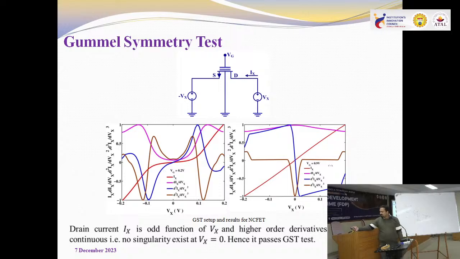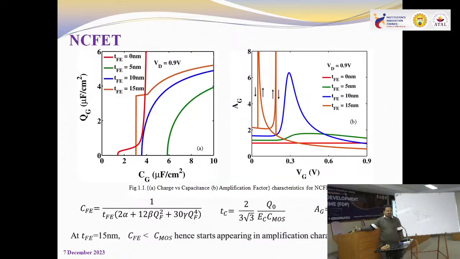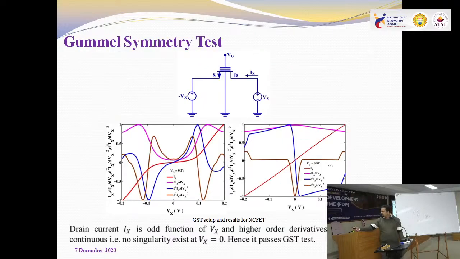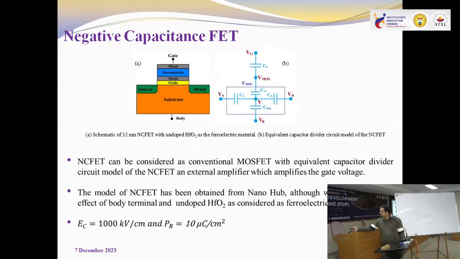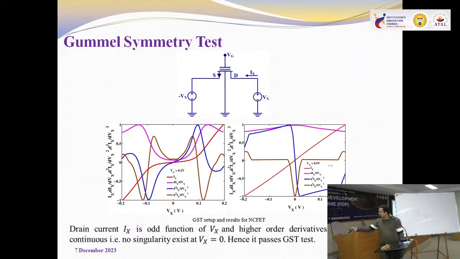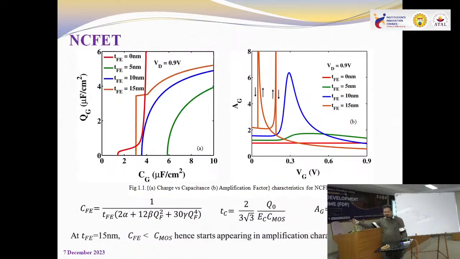Now the next slide. Nothing much, it is the same. It is just an odd function. What GST says is that Ix should be an odd function of Vx, and higher order derivatives should be continuous. So this passes our Gummel symmetry test.